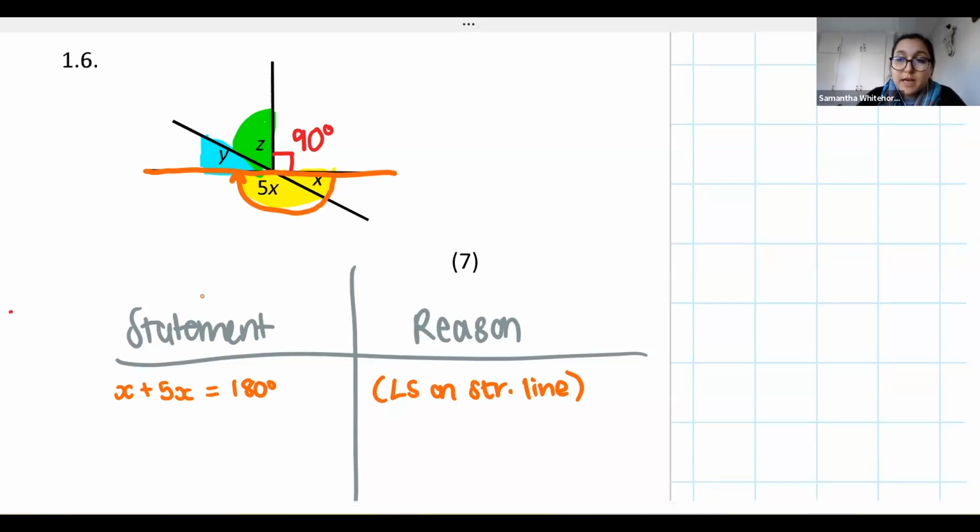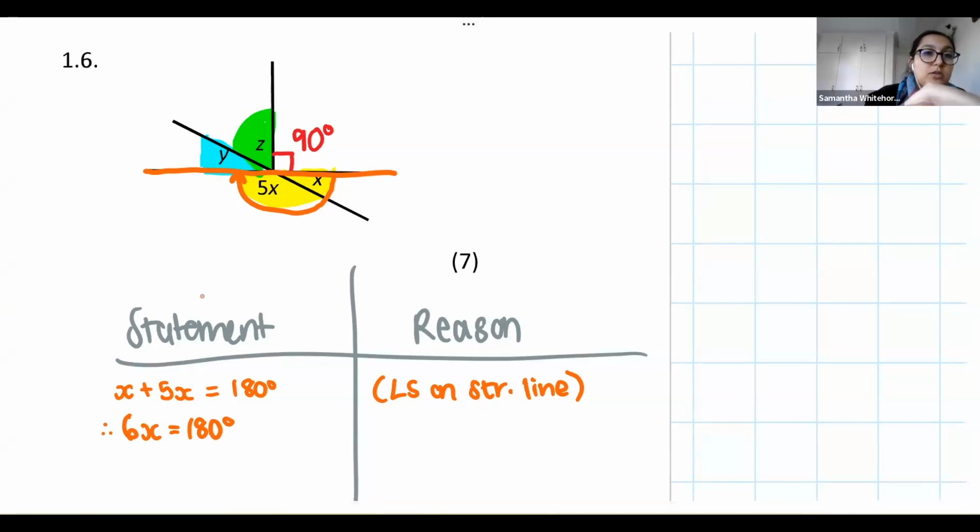Now guys, this goes back to algebra, and we've done algebra quite a bit just in our classes, and you would have done a lot of algebra at school. Remember, terms that have the same variable and the same exponent are what we call like terms. So here, X and 5X both have X's, both X's have an exponent of 1, so they are like terms. So I can add them together to get 6X. So 6X is equal to 180.